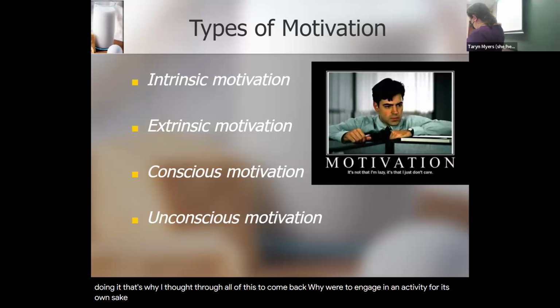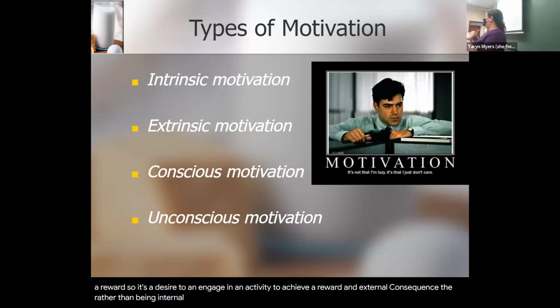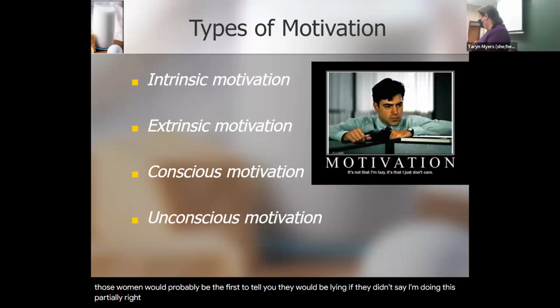An extrinsic motivation is a desire to engage in an activity to achieve an external consequence, typically a reward. So rather than being internal, I just love doing this, it's external, I'm doing this to get something. And those women would probably be the first to tell you, they would be lying if they didn't say, I'm doing this partially to get another Olympic medal, right? I mean, that's kind of a big deal.